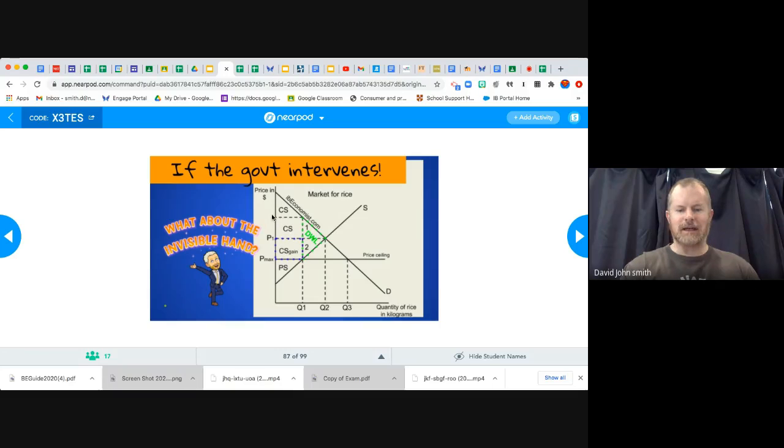Then if we have a look in here, let's tell the tale of the efficiency. Let's see what happens with regards to our allocative efficiency. We said that if we're at equilibrium, then our consumer surplus, there it is, would be maximum, and our producer surplus, there it is, would be maximum too. So that would lead to allocative efficiency.